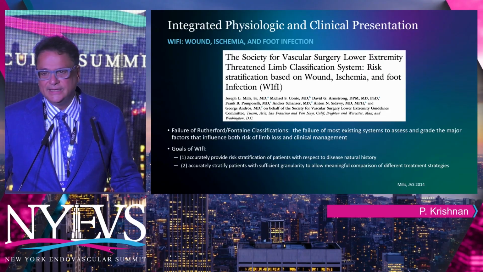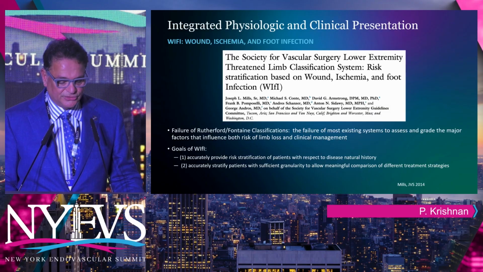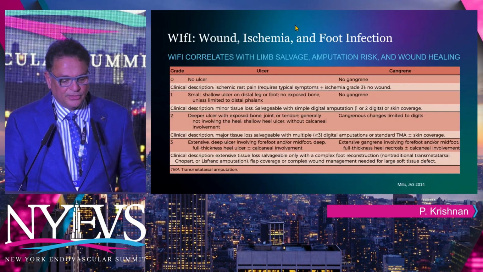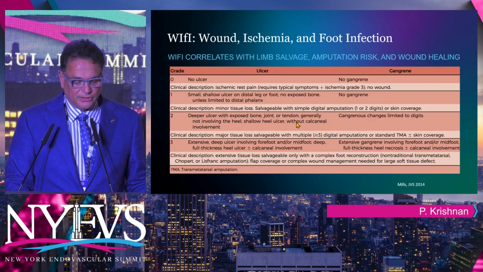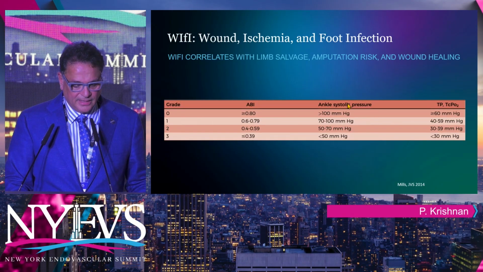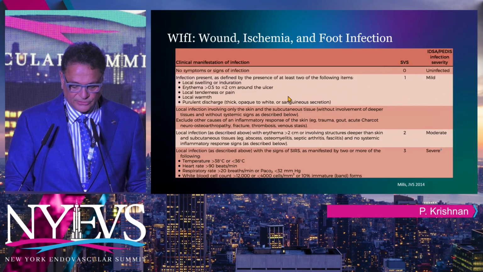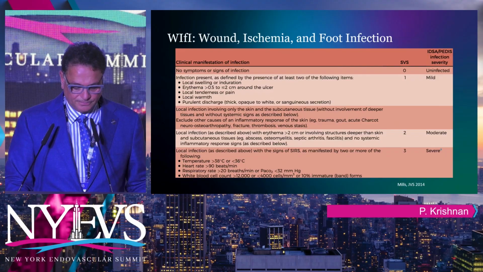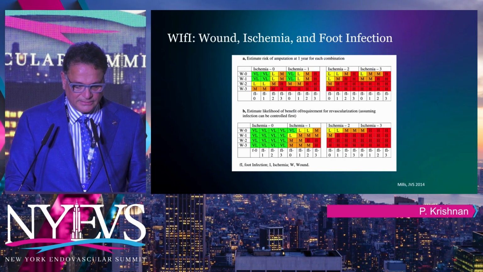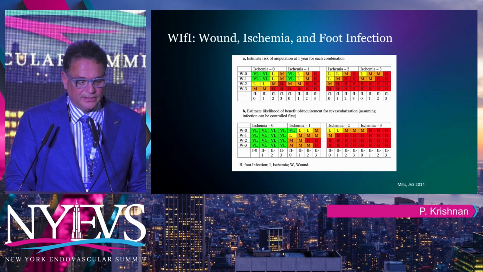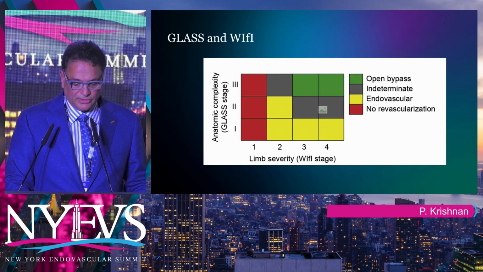You'll see tomorrow and the day after, as we perform and present these topics, that the WIfI system will often be used. You can read about it on your own. You have grade 0, 1, 2, 3, and 4 based on the ulcer and the gangrene. And then obviously you also have your ABIs, your ankle systolic pressures, and TcPO2. You also have to take into consideration infection as well. It goes into this nice little chart, and then it'll give you your WIfI score, which you can correlate with the opportunity of wound healing and limb loss.